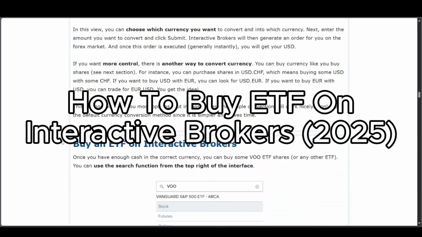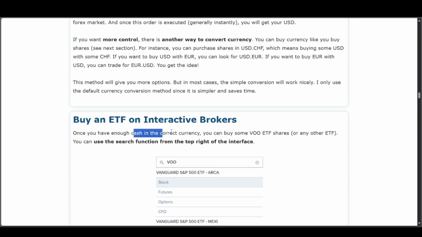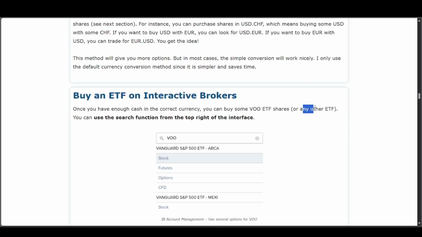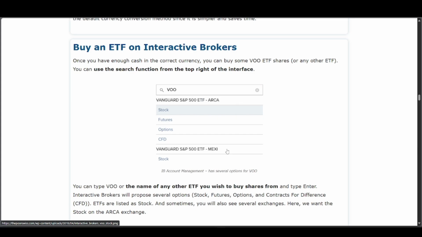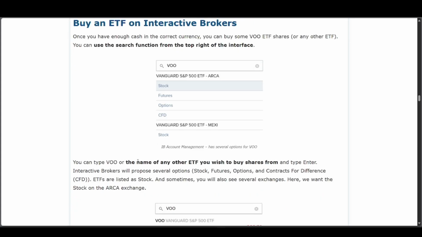How to buy ETF on Interactive Brokers 2025. So once you have enough cash in the core currency, you have to buy some VO ETF shares or any other ETF. You can use the search function from the top right of the interface. So something like this. Then you can type the VO or the name of any other ETF you wish to buy shares from and type enter.